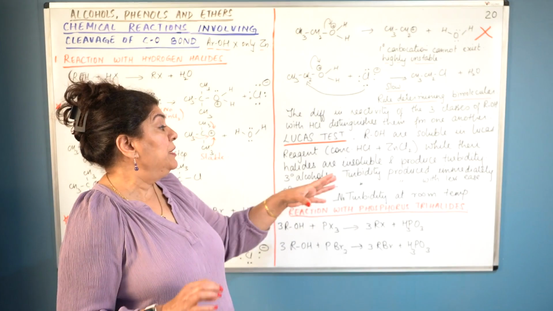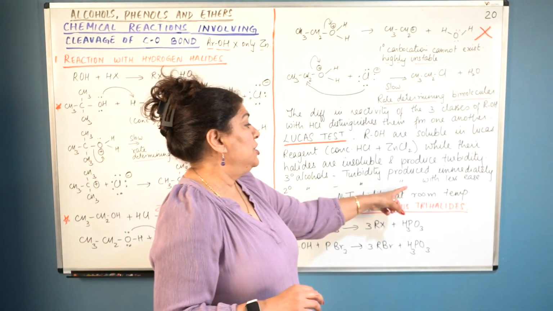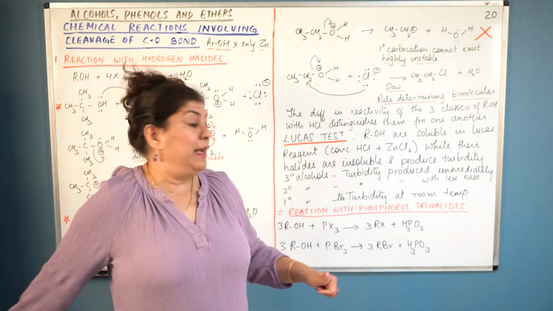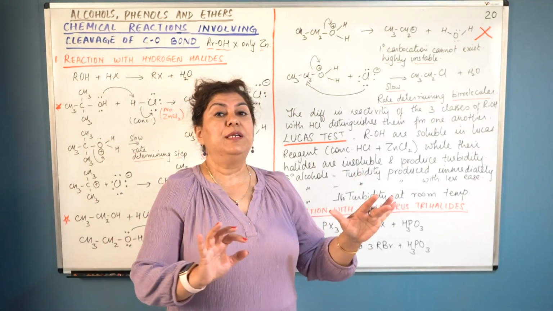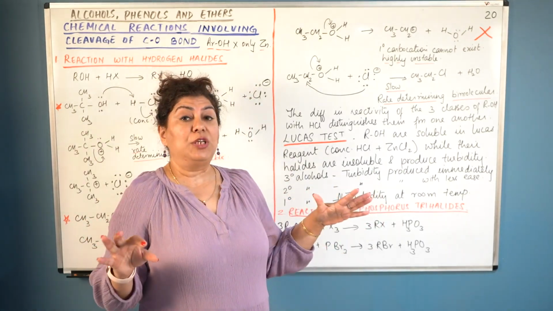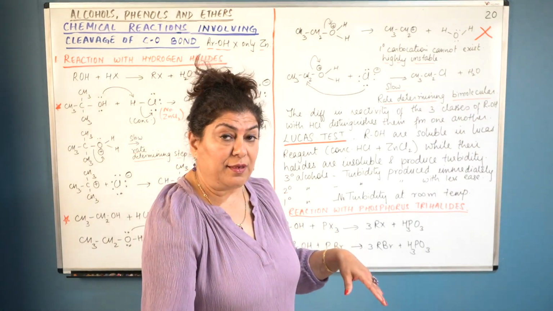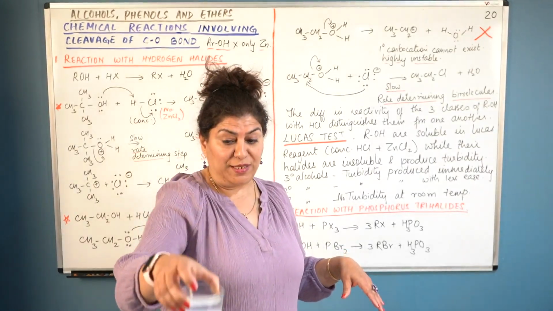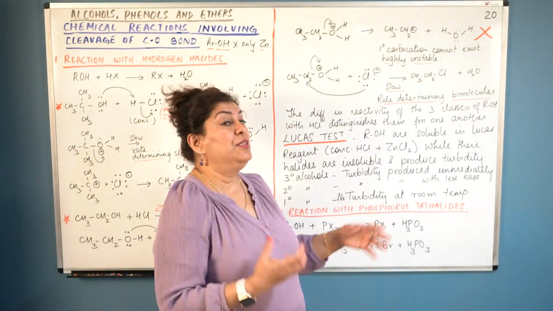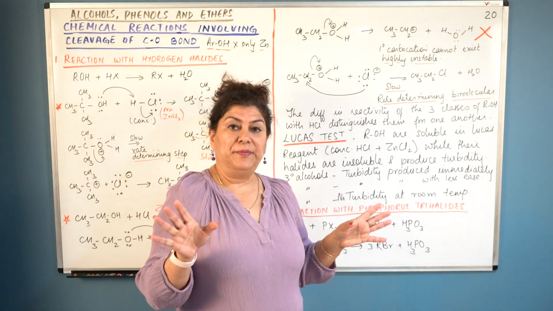With tertiary alcohols, turbidity is produced immediately. In the case of secondary alcohols, turbidity is produced with less ease, it takes longer, and with primary alcohol, there is no turbidity at room temperature. At room temperature, the reaction will not take place. But if you heat up the test tube or the container, let us say I had a beaker, you warm it up, then the turbidity will be visible. Otherwise, it will appear to be plain clear.